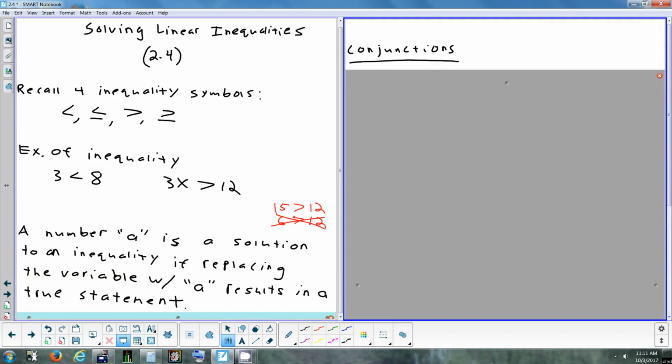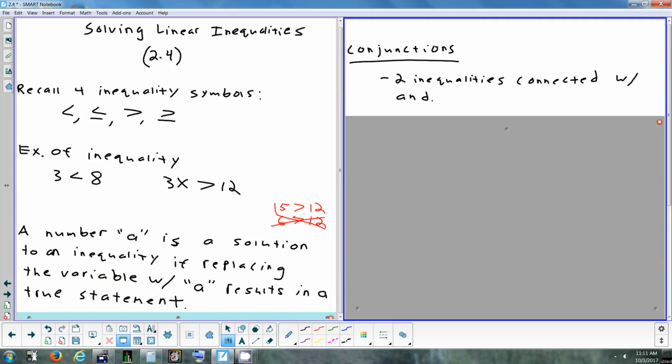So one type of inequality that we deal with quite a bit is a conjunction. When you think of conjunctions in English, what word is a conjunction? It joins 2 sentences together. What word joins 2 sentences? And. So, conjunction: 2 inequalities connected with the word and. If you use the word or, that's a disjunction. That's a little different. But 2 inequalities connected with the word and.